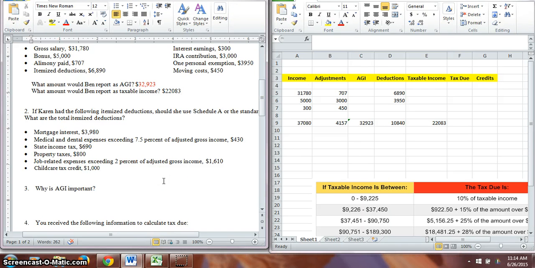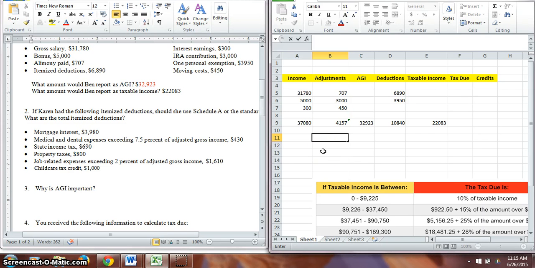If Karen had the following itemized deductions, should she use Schedule A or the standard deduction of 6,200? So what we need to do here is add up all her itemized deductions. So let's go over here to this worksheet just to make this easier. First of all, we know mortgage interest is the biggest itemized deduction that most of us will have, so that's 3980. Next, we'll add medical and dental exceeding 7.5% of AGI, 430. That is also included on our Schedule A.